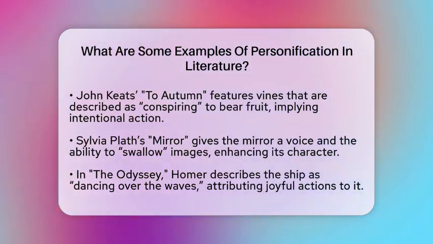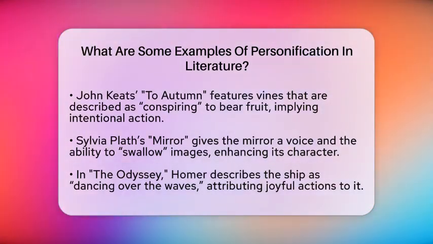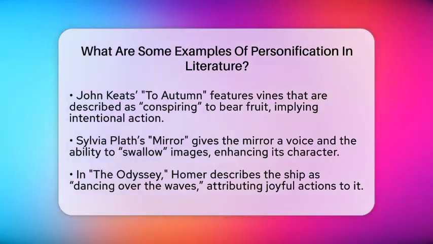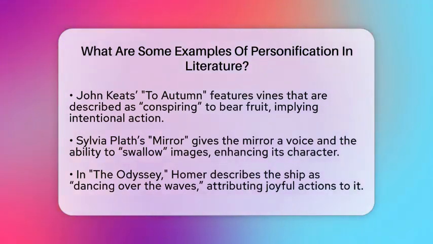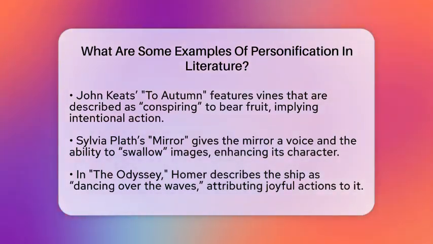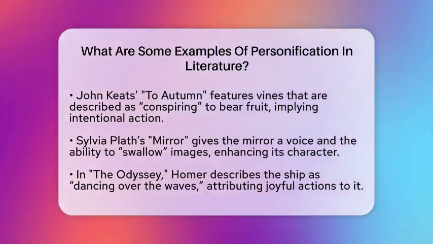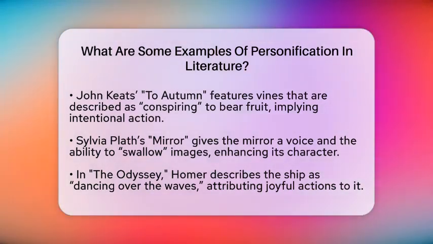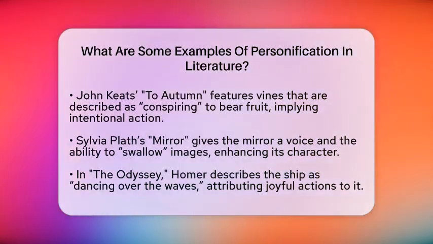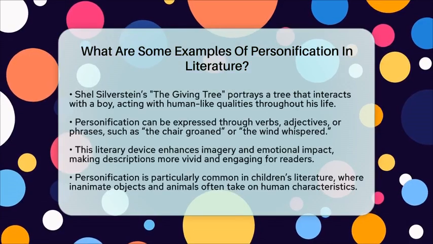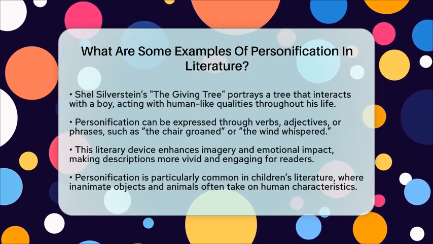John Keats' poem To Autumn personifies the vines as conspiring to bear fruit, implying intentional collaboration. Sylvia Plath's poem Mirror gives the mirror a voice and the ability to swallow images, turning it into a reflective observer. In Homer's The Odyssey, the ship is described as dancing over the waves, attributing joyful actions to the vessel. Lastly, Shel Silverstein's children's book, The Giving Tree, features a tree that acts like a human, giving to and interacting with a boy throughout his life.